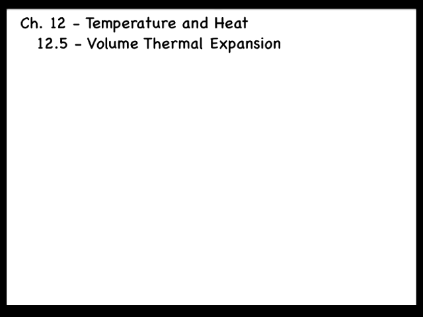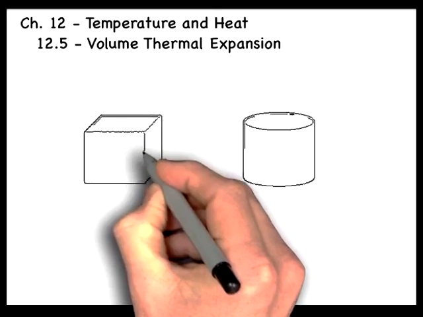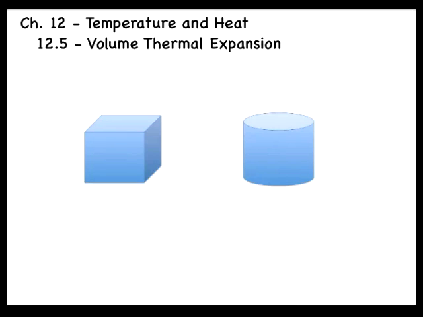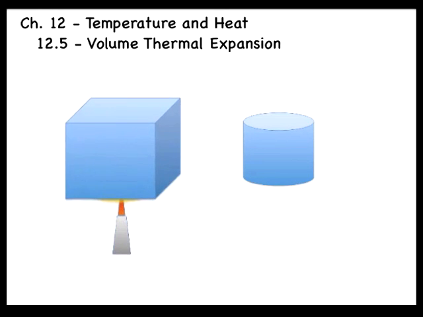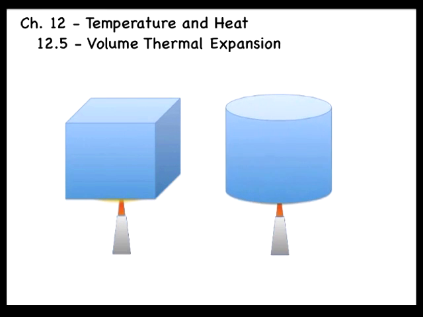The topic of this section is volume thermal expansion. The volume of a normal material increases as the temperature increases. Most solids and liquids behave in this fashion. By analogy with linear thermal expansion, the change in volume delta V is proportional to the change in temperature delta T and the initial volume V0, provided the change in temperature is not too large.